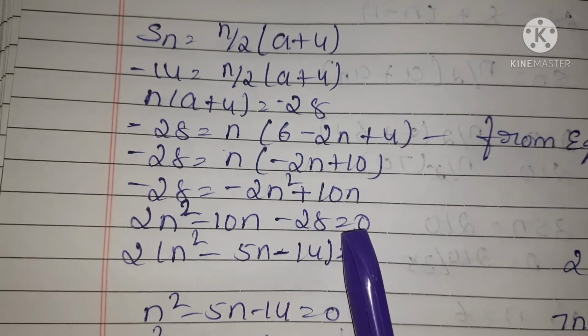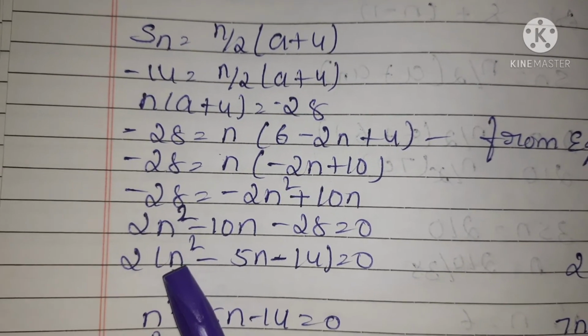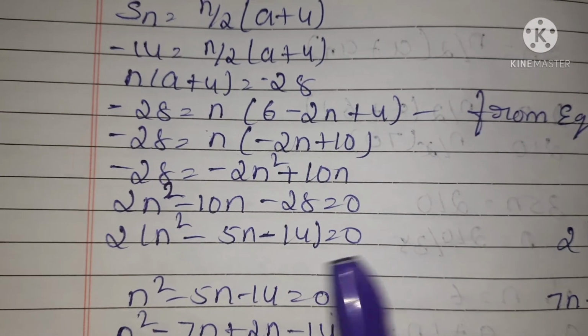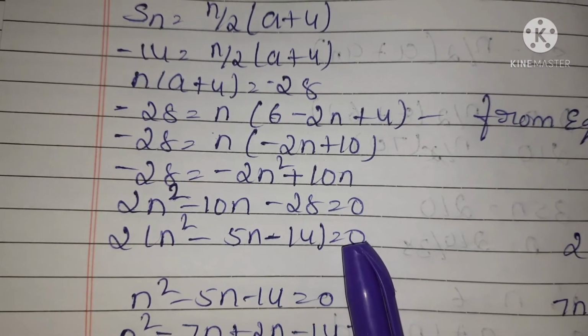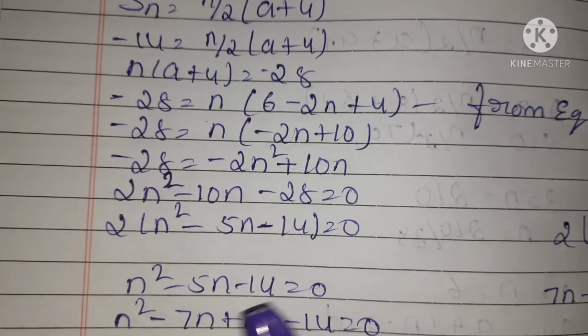In this equation 2 is common. Take 2 outside. 2 into N square minus 5N minus 14 is equal to 0. Now 2 goes to this side, it will be 0. N square minus 5N minus 14 is equal to 0.